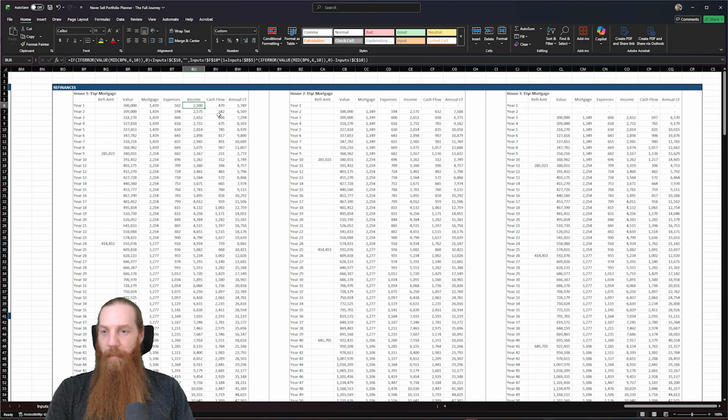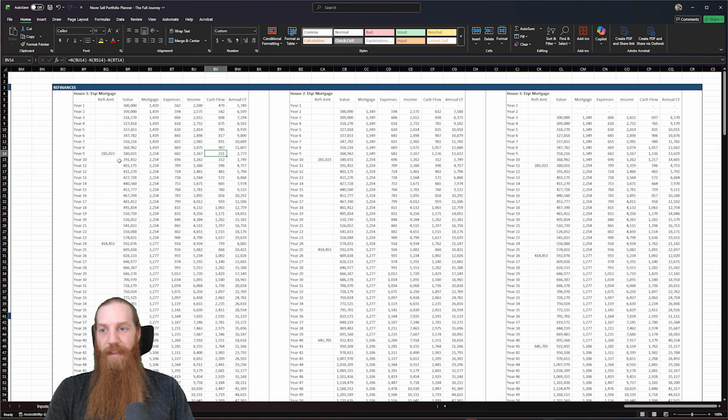I know they're not really, but anyway, cash flow here is just taking your income minus your mortgage and expenses. So you can see here when we get the more expensive mortgage in year number 9, we go from almost $1,000 a month cash flow and we drop all the way back down to $200 a month cash flow.